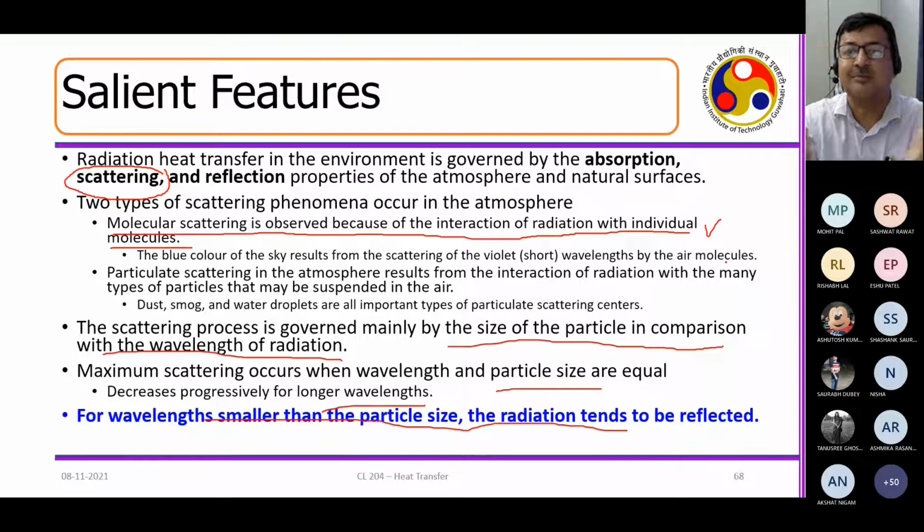So air has a composition of molecules. When the violet rays interact with the air molecules, which have a size similar to the violet ray, it scatters blue light. There is a kind of change of energy because of the interaction. There can be elastic interaction, there can be inelastic interaction. Elastic interaction is called Rayleigh scattering. Inelastic interaction is called Raman scattering.